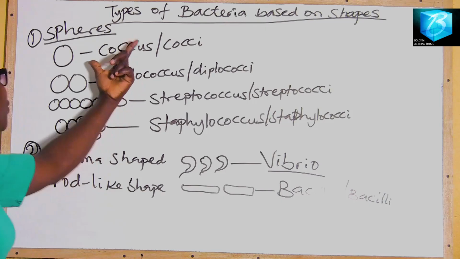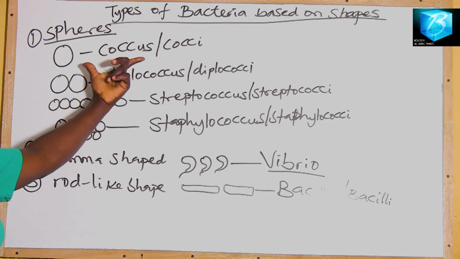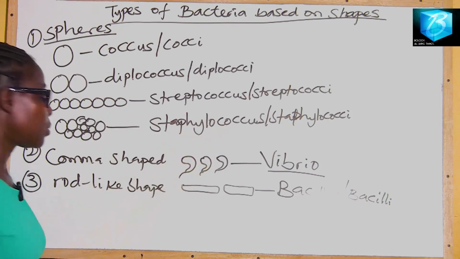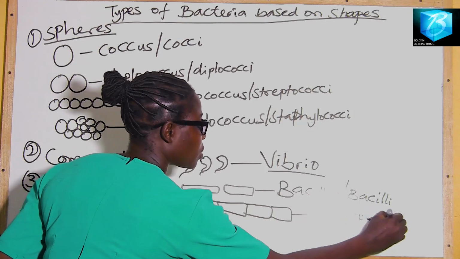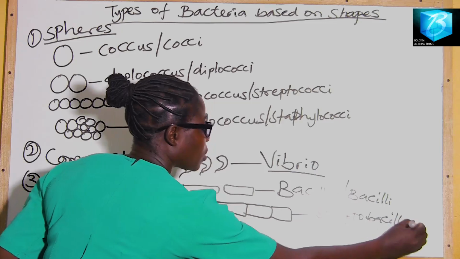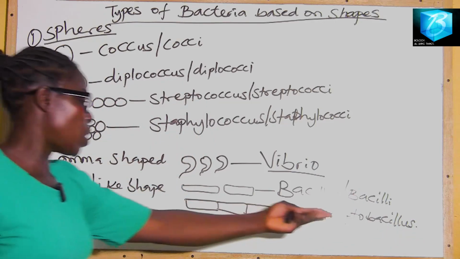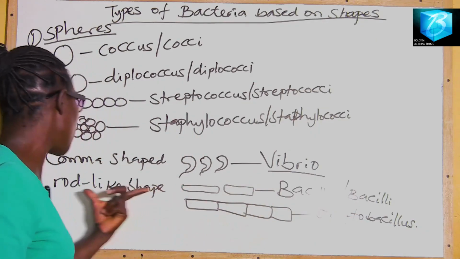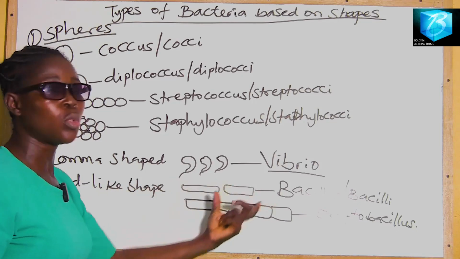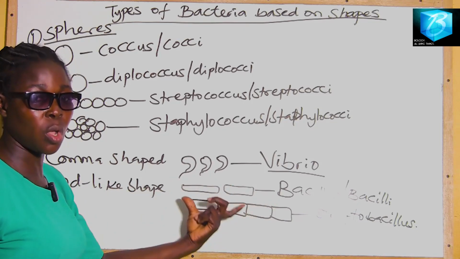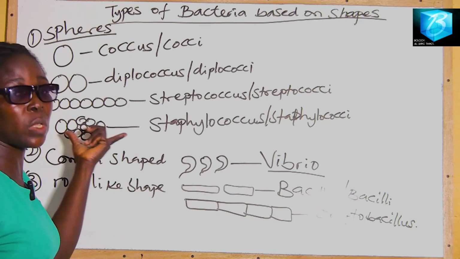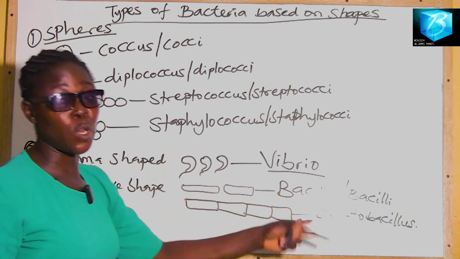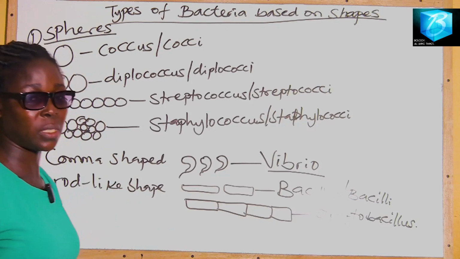And just like we have in spheres, when it appears in chains, that is streptobacillus. That's streptobacillus. It is possible for this rod-like shaped bacillus to also occur in colony. When they occur in colony or when they occur in cluster, we call it Staphylobacillus. I hope you understand that.